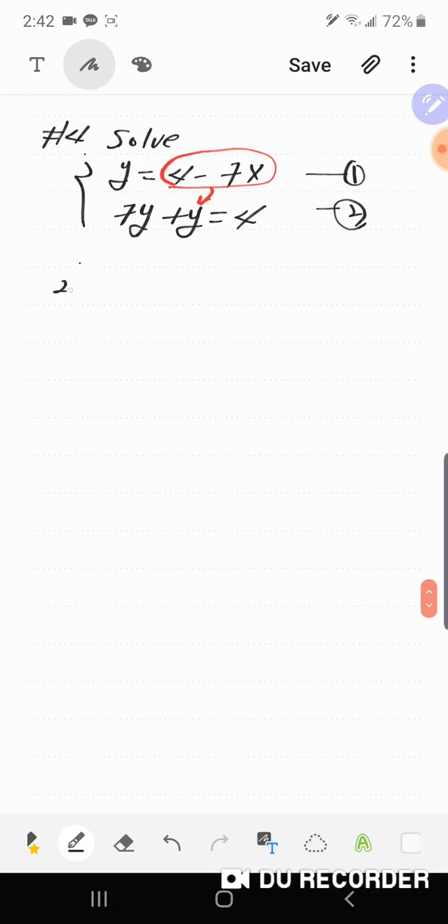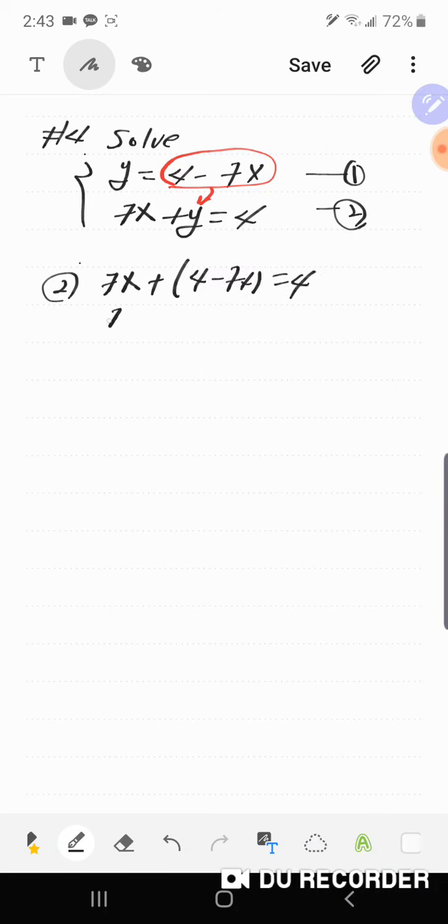let me write the second equation. 7y, this is x, right? This has got to be an x. So 7x plus y. Y is what? 4 minus 7x equals 4.